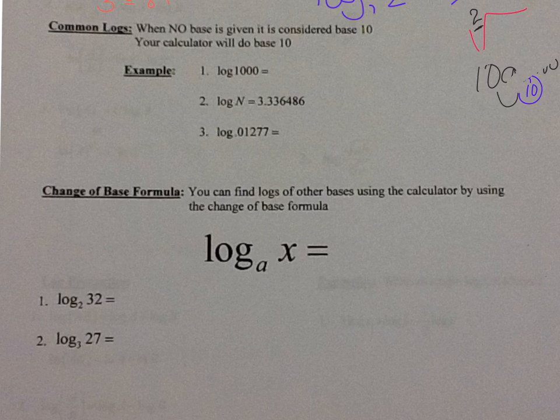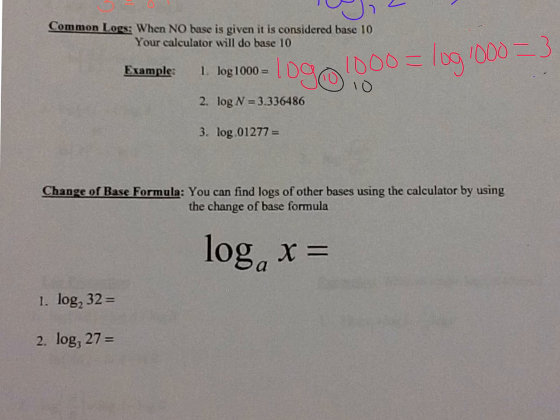So, for instance, when I have log 1,000 here, notice that there's no base written here. So that's really log base 10 of 1,000. Now, what's nice is that your calculator will do base 10. All right, so look for the log button on your calculator. It's right next to the 7. So just press log and then type in 1,000 and hit equals, and you will get 3. And that makes sense because this is saying 10 to what power is going to give me 1,000, and that's 3.